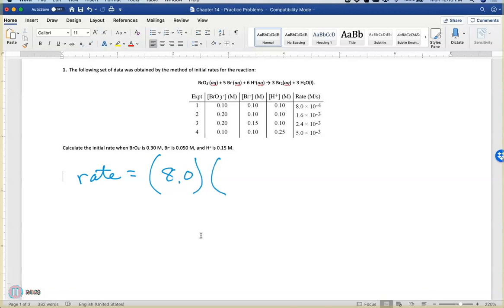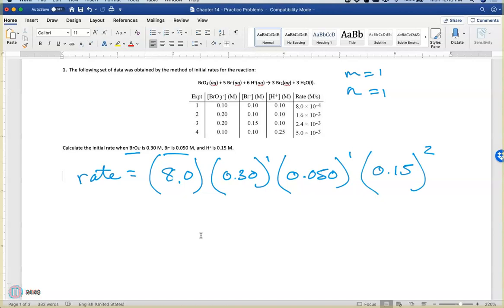Multiplied by the concentration of BrO3 minus, which is 0.30 raised to the first power, because M equals 1. Concentration of Br minus is 0.050 raised to the first. Why? Because N equals 1. And then my concentration of H plus is 0.15 raised to the second. Why? Because P we already found was equal to 2. Let me clean this up a little bit because it looks a little messy. But that's the math that we're doing, so let's do that out.